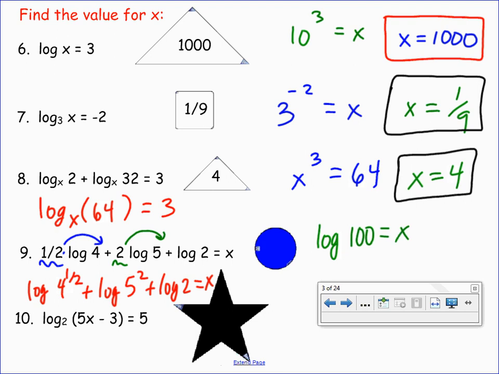Recall that a log with no base written is a common log. Its invisible base is 10. So this exponent question on the left is saying 10 to the what exponent equals 100? Well, 10 to the second power equals 100, which is why my final answer is x equals 2.